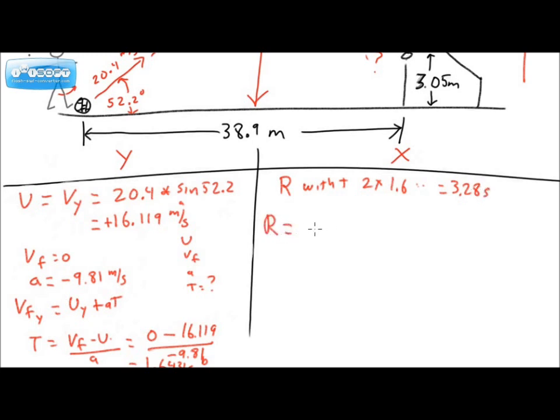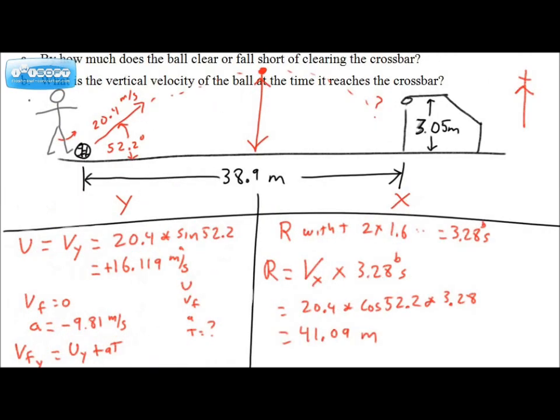Our range is going to be equal to the x component of our initial velocity times our 3.28 seconds, which is memory location B, which is going to be 20.4 times cos 52.2 times 3.28, and that equals 41.09 meters. Interesting. So if we go back up here and look, it's actually going to be coming down in the net, but we're not sure if it's going to hit the post or go above the post.